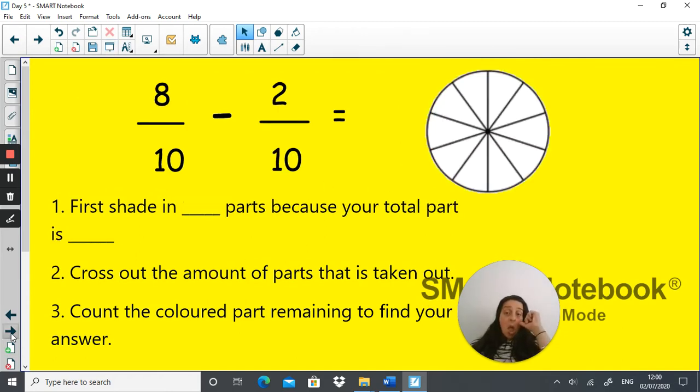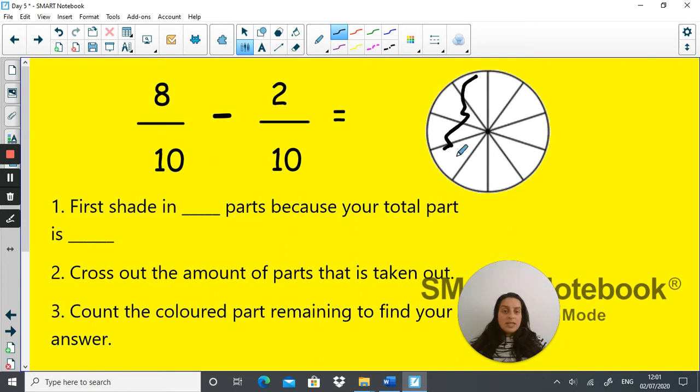So 8/10 take away 2/10. First shade in how many parts, because your total part is what? Cross out the amount of parts that you've taken out and count the coloured part remaining to find your answer. So let's colour in 8/10. 1, 2, 3, 4, 5, 6, 7, 8.